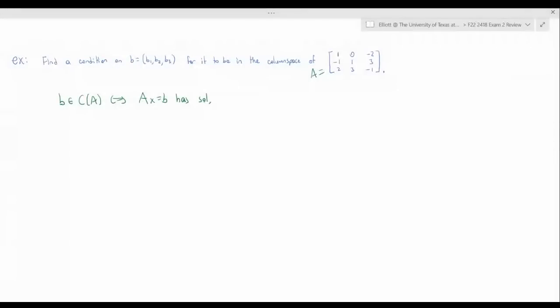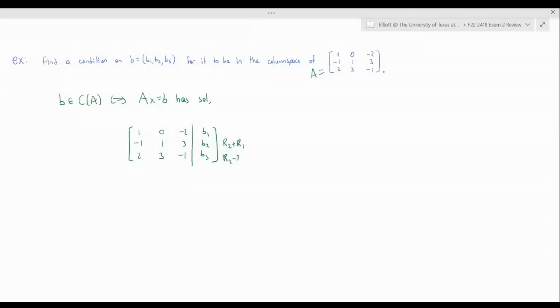So therefore, the question is the same as asking what conditions on b are needed for there to be a solution to the equation Ax equals b. And to figure that out, what you should do is just start trying to solve the equation. So I'm going to take A, I'm going to augment it with b, and then we're just going to start trying to solve, and we're going to see what happens.